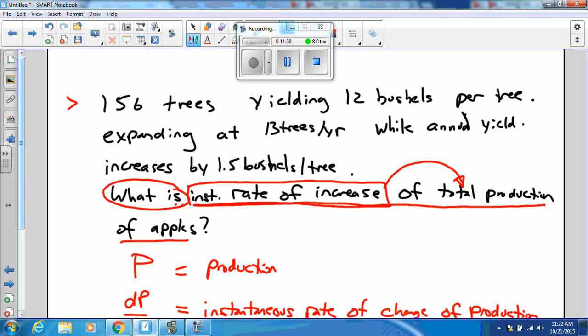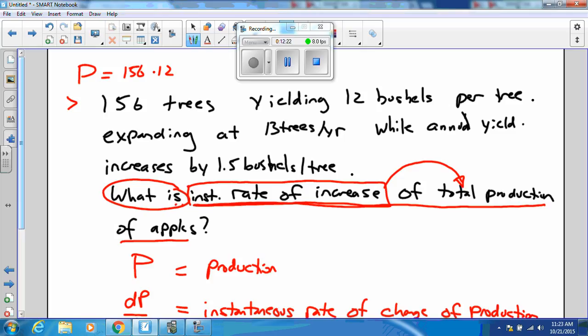That would be my total production. How would I get that? Yeah, you just multiply. That's exactly right. So we would say that my production would be 156 times 12 at that moment in time. Does everybody agree with that? But now my 156 is changing because I'm adding on trees per year. And my 12 is also changing because I'm getting better at harvesting my trees.